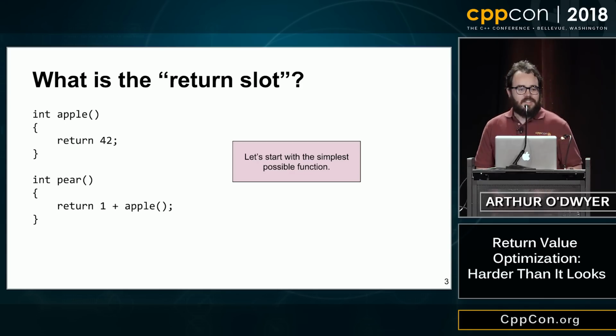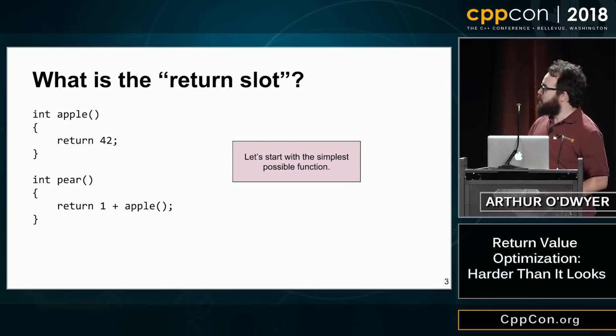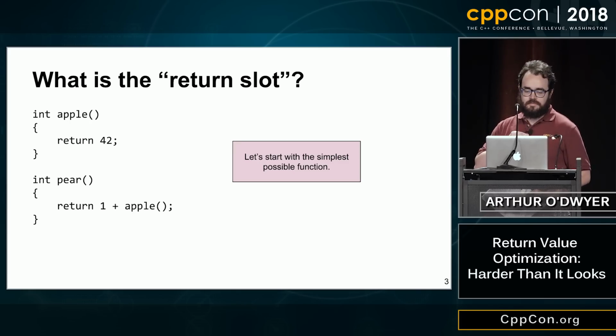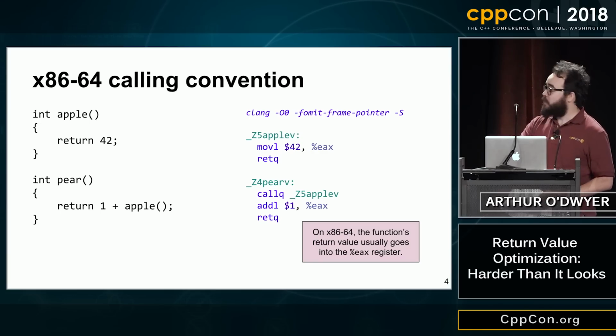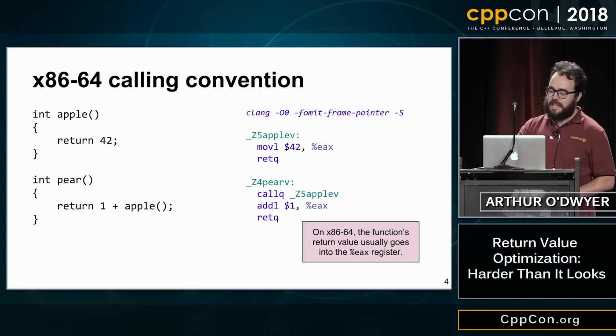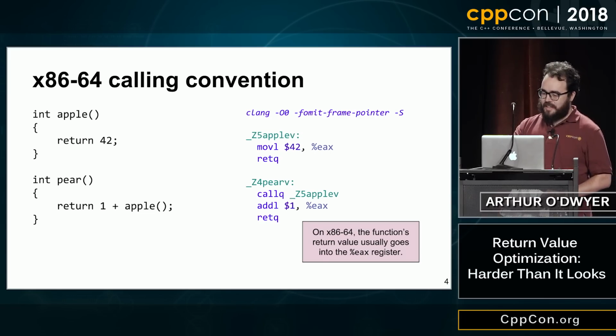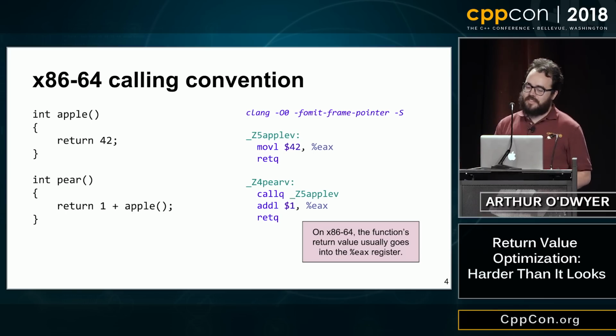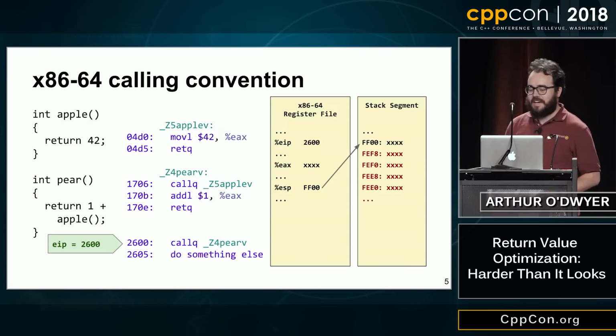What is the return slot? Well, here we have a very simple function, right? Returns the very simplest thing it can. In fact, we have two functions. And let's look at some code gen. Here's what you get when you compile these with Clang. We have apple here, and we have pear here, and they have mangled names. And pear has a call instruction that calls apple, and apple has a move into EAX, and so on. So if you're familiar with x86 assembly, you know the return value usually goes in EAX.